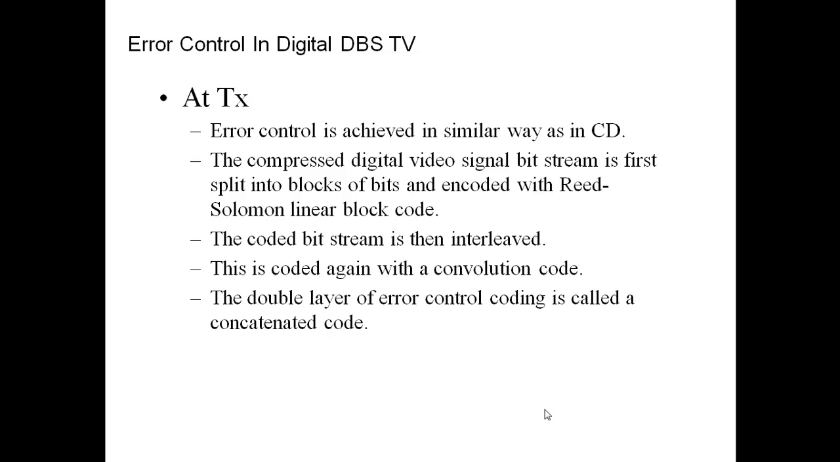Now, error control in digital DBS TV. At the transmitter, error control is achieved in a similar way as in CD. The compressed digital video signal bit stream is first split into blocks of bits and encoded with a Reed-Solomon linear block code. The coded bit stream is then interleaved. This is coded again with a convolution code. The double layer of error control coding is called a concatenated code.